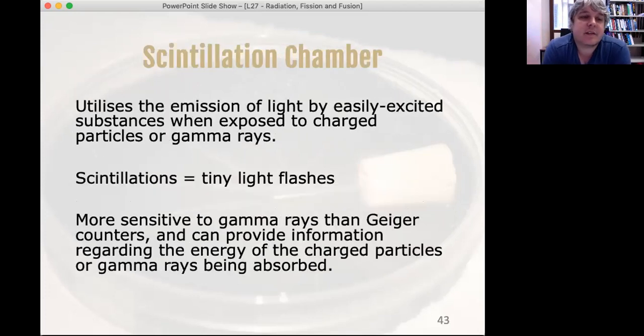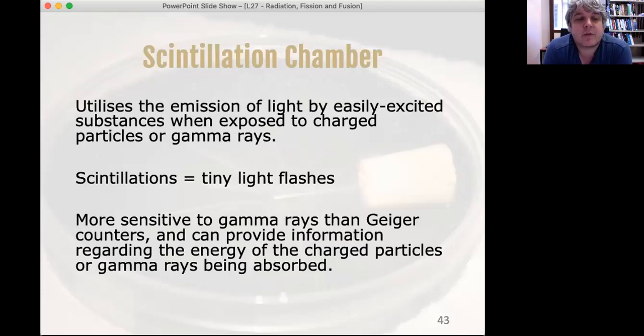Scintillation chamber is the emission of light by easily excited substances when exposed to charged particles or gamma rays. Scintillation just means tiny flashes, tiny light flashes, that's all it means. It is more sensitive to gamma rays than Geiger counters, and so it can provide information regarding the energy of the charged particles or gamma rays being absorbed.